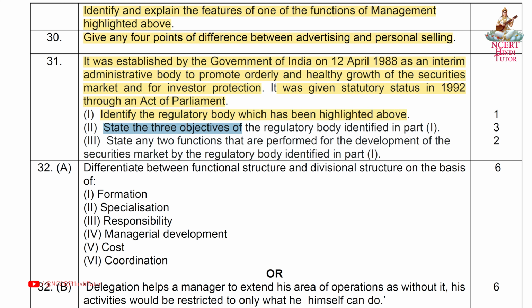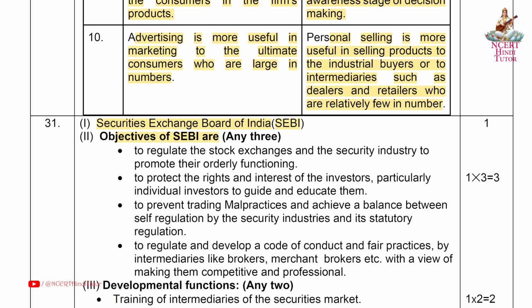Second, state the 3 objectives of the regulatory body identified in Part 1. Answer. Objectives of SEBI are, you can write any 3 points. First, to regulate the stock exchanges and the security industry to promote their orderly functioning. Second, to promote the rights and interests of the investors, particularly individual investors, to guide and educate them. Third, to prevent trading malpractices and achieve a balance between self-regulation by the security industries and its statutory regulation.